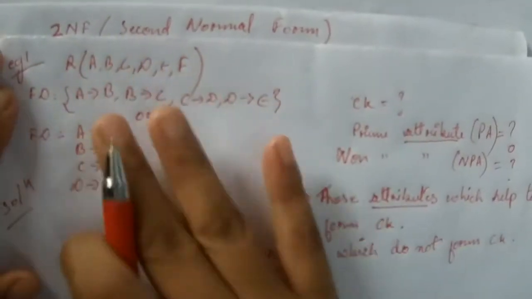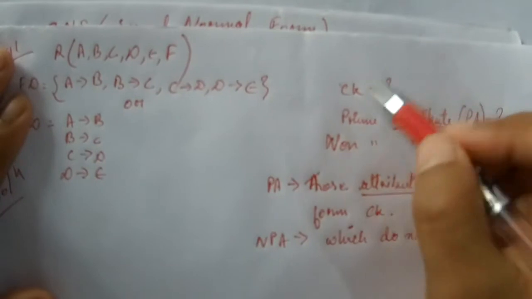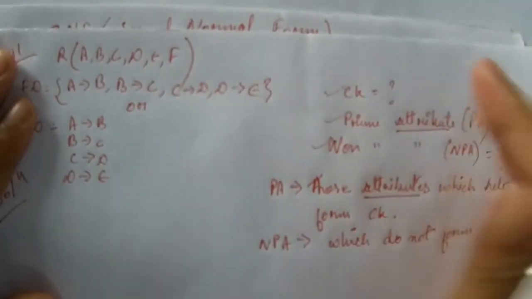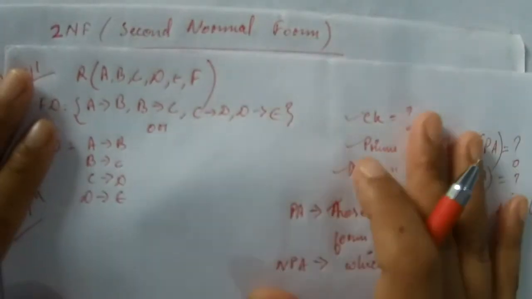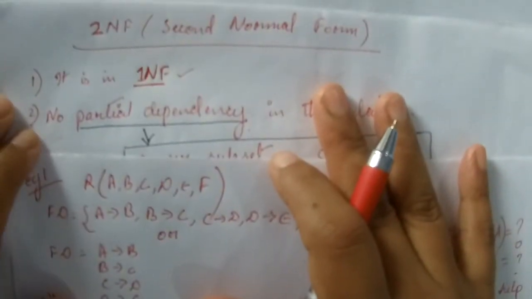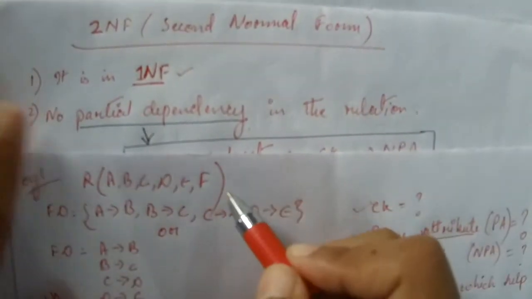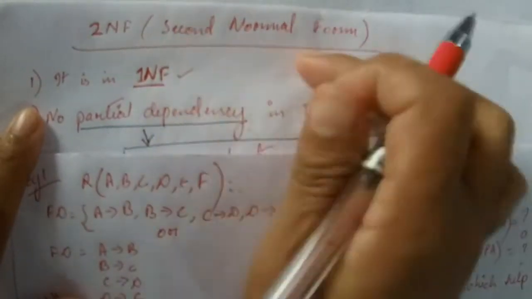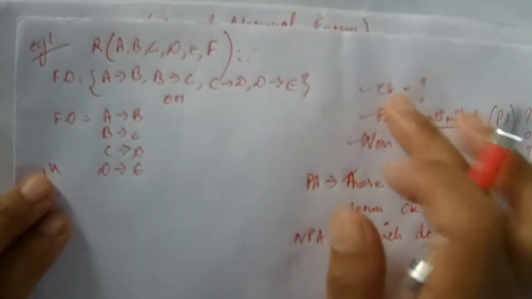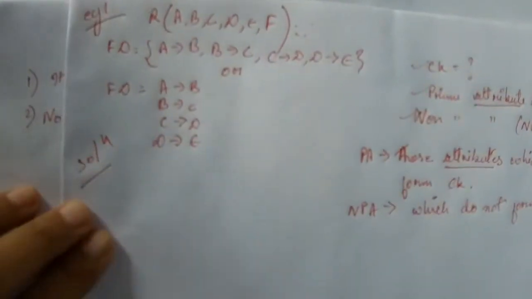So from this question we need to find out the candidate key, prime attributes and non-prime attributes, and after finding these, we are going to analyze whether this given relation is in second normal form or not. Okay, so let's solve this. First of all, to find a candidate key, okay, how to solve this, let me show you.